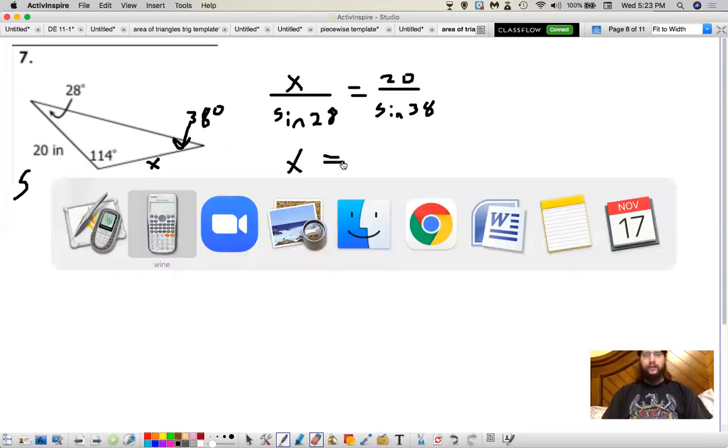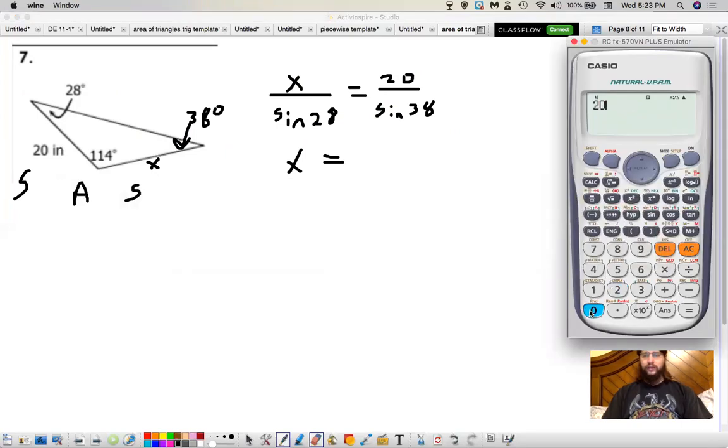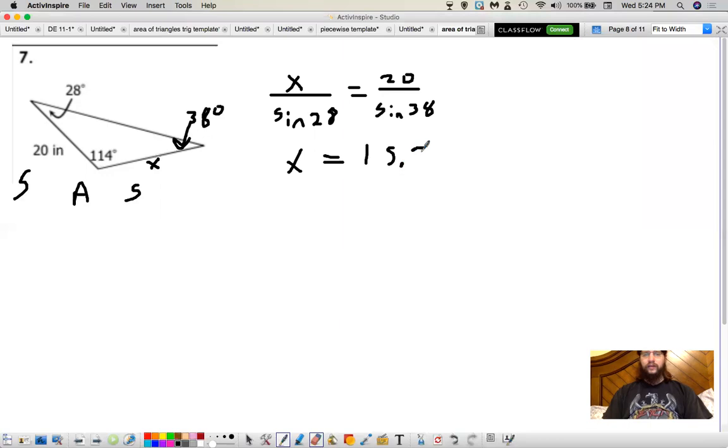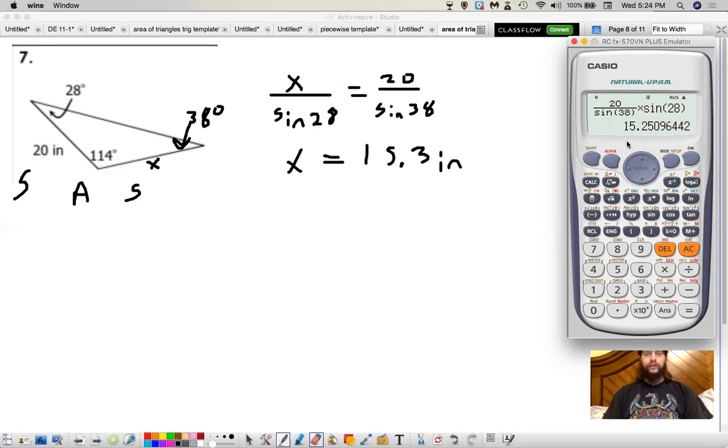So now we can type that in the calculator and see what x is. 20 over sine of 38 times sine of 28. That gives me 15.3. And yes, I'm rounding again. This one will probably make a bigger difference, but again, whenever we round at the end, it probably won't be too terribly different. I'll find out, just for you people.